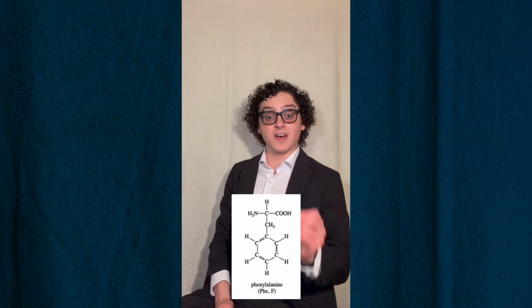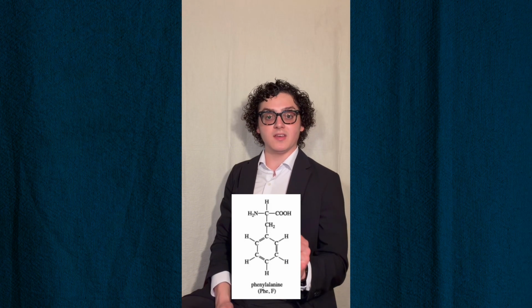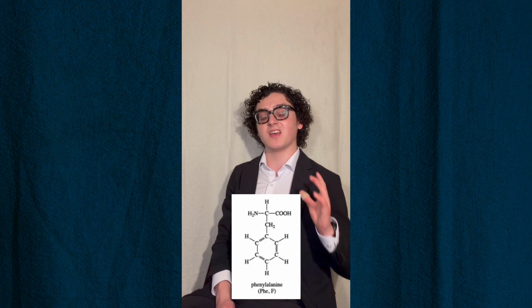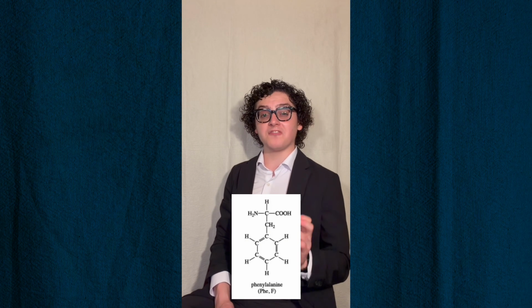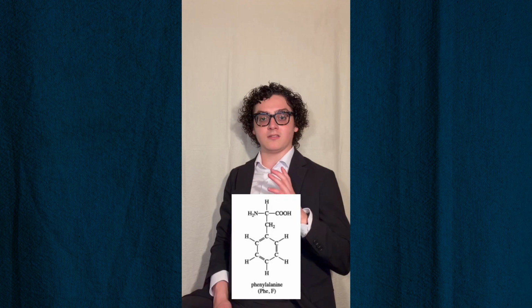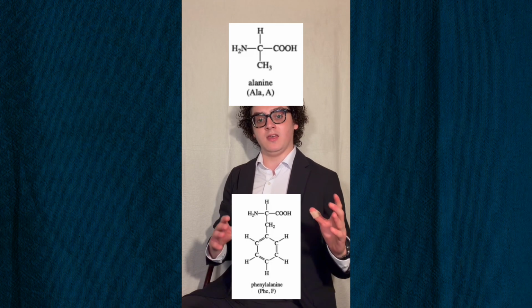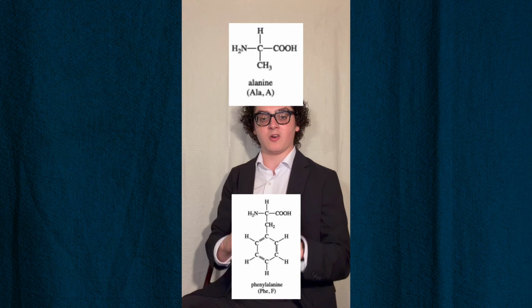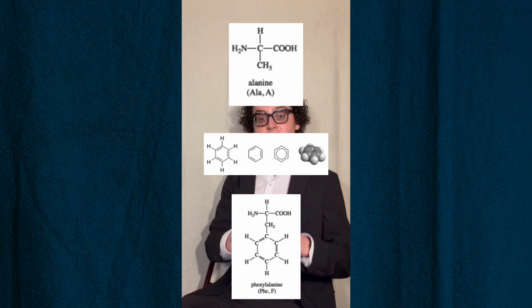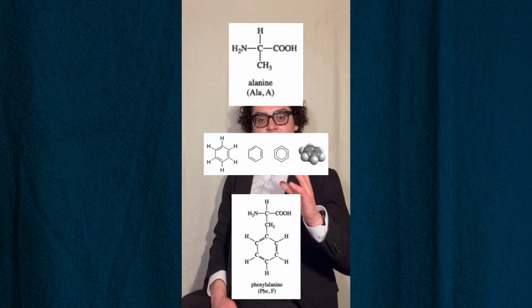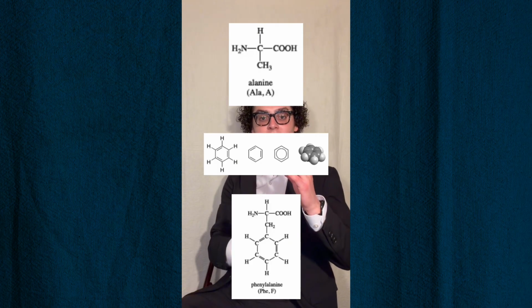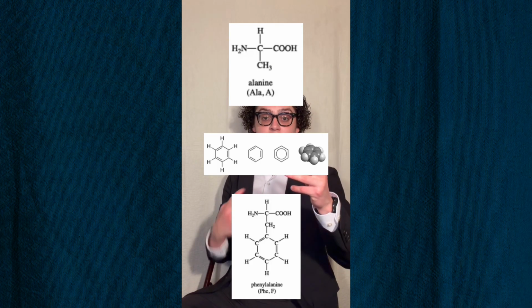The next amino acid is phenylalanine. Phenylalanine's three-letter abbreviation is PHE. Phenylalanine's one-letter abbreviation is F. The side chain of phenylalanine is the side chain of alanine, except you add on a 6-membered carbon aromatic ring, aka a benzene ring. So you take that CH3, you plop on the benzene ring, and it becomes a CH2 with a benzene ring.